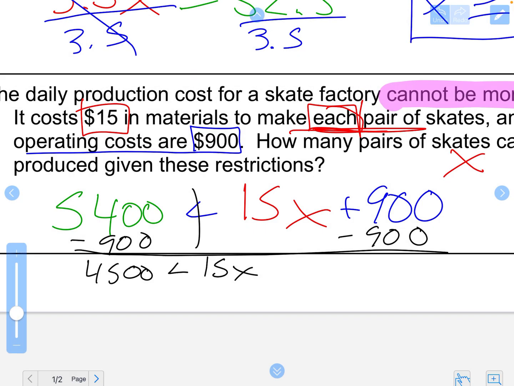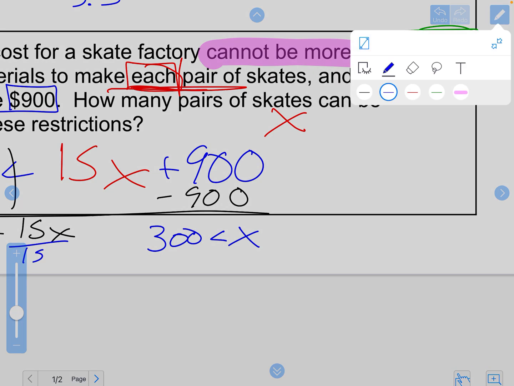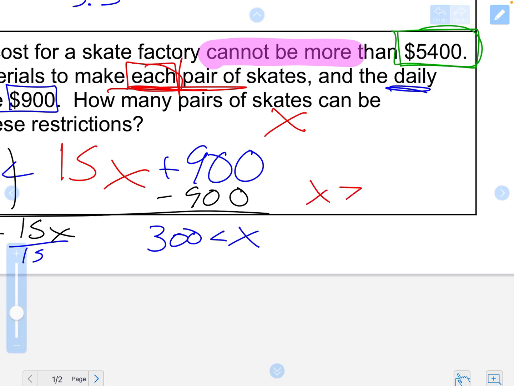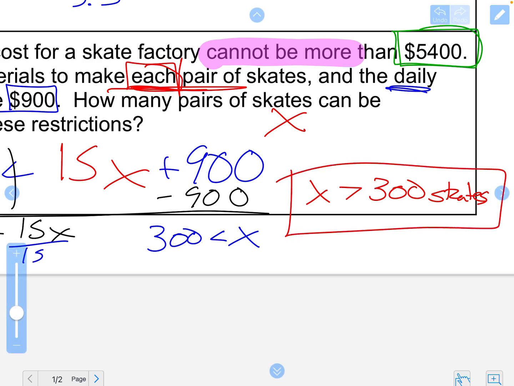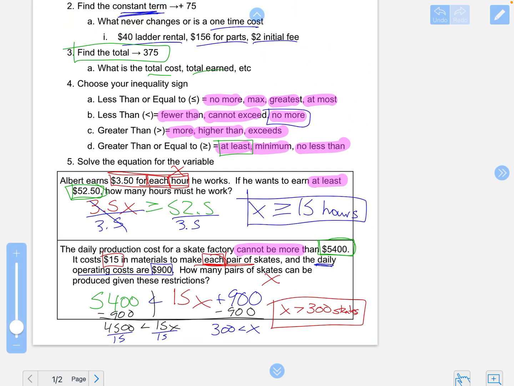And so now I need to divide by my coefficient, and we're left with 300 is less than x. Now remember, when our x does not come first, we have to flip everything over. So it's going to be x is greater than 300 skates. So for the factory to make money, they must make more than 300 skates a day. And that is inequality word problems.